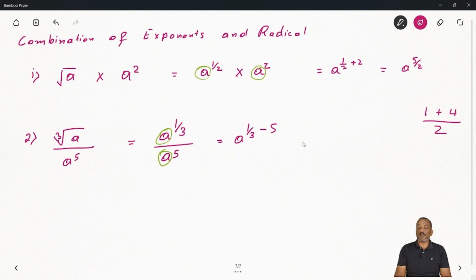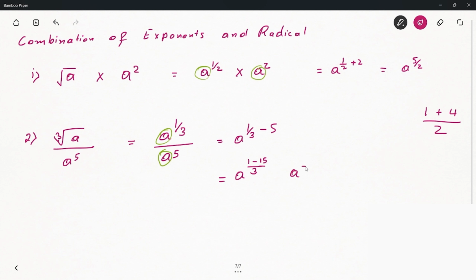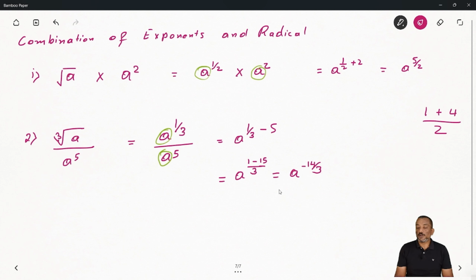Now simply take the LCM. You can write a raised to the power 1 over 3 minus 15 over 3, and subtracting you will get minus 14 over 3. Now remember that we have a negative exponent. Can we leave it as a negative exponent? No. So how can we write this? We write 1 over a to the power 14 over 3.